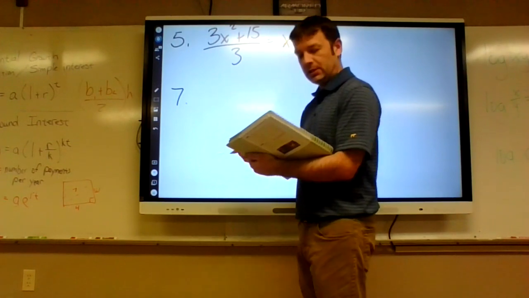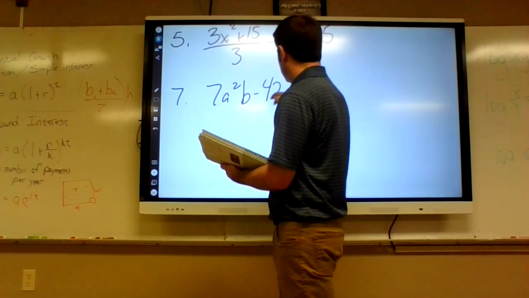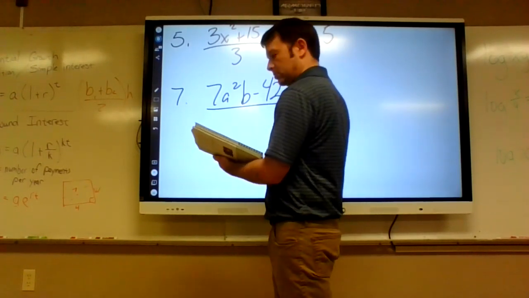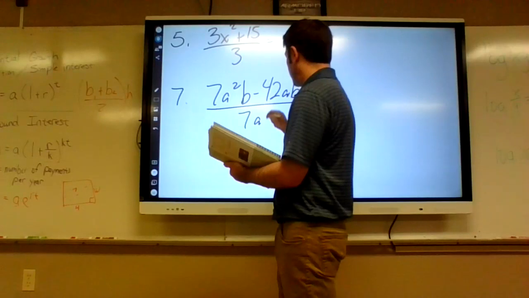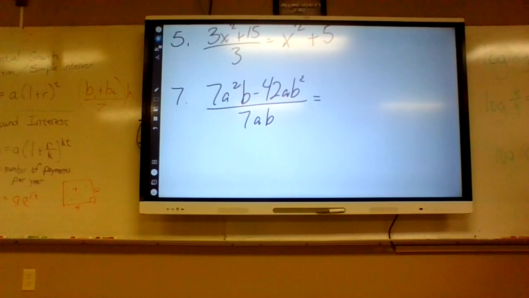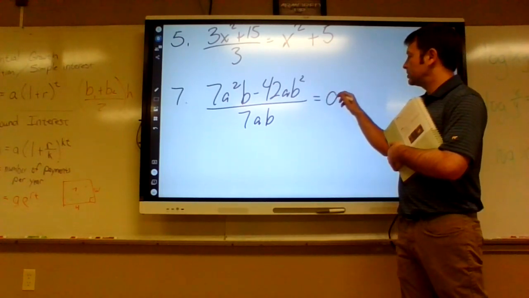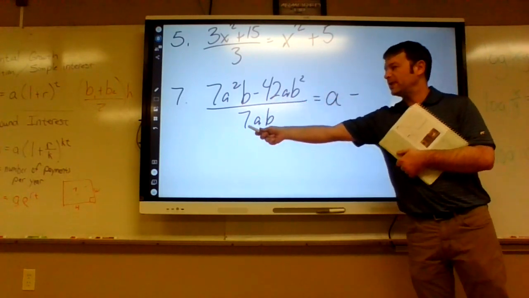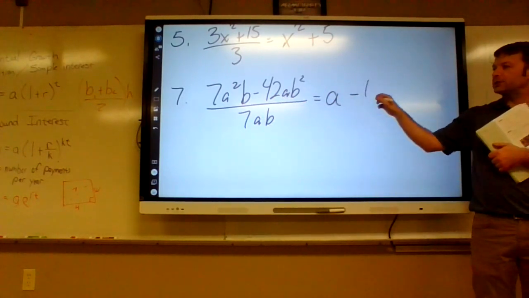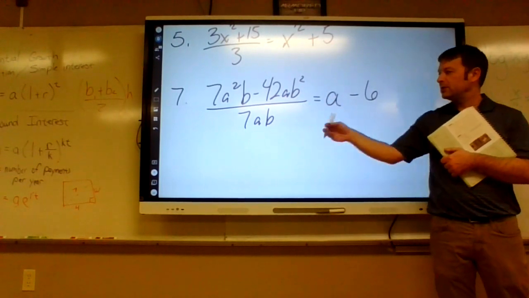Number 7. 7a squared b minus 42ab squared over 7ab. Alright, what's 7 divided by 7? 1. So it kind of just disappears. What's a squared divided by a? A. B divided by b cancels out. So it's just a. Minus, what's 42 divided by 7? 6. A divided by a, gone. B squared divided by b.